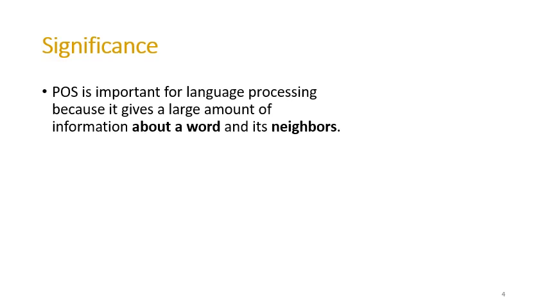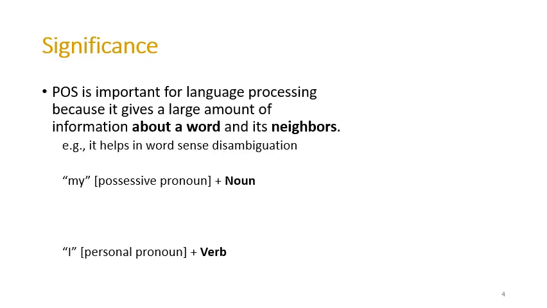Part of speech is important for language processing because it gives a large amount of information about a word and its neighbors. How can we use this kind of information about the word itself and the neighbors? Well, for example, it helps in word sense disambiguation. If you recall, a word can have more than one sense. So senses means it is the same word, but it has different meanings. Let's see an example here.